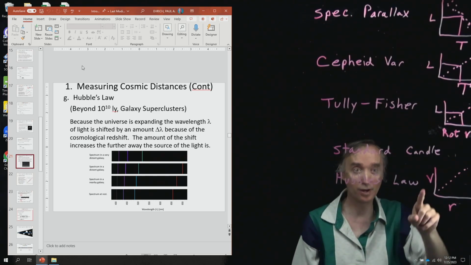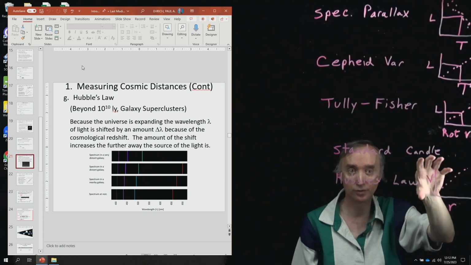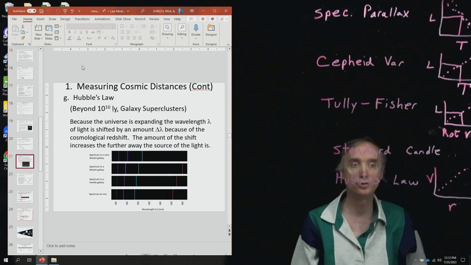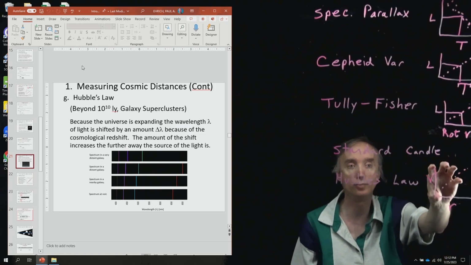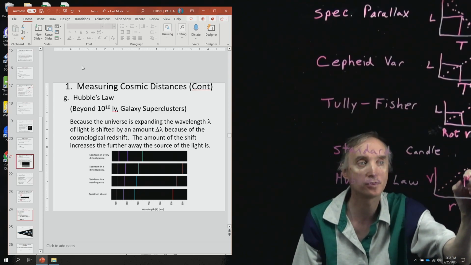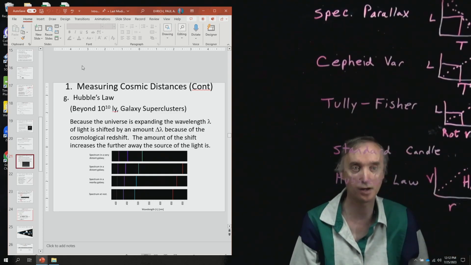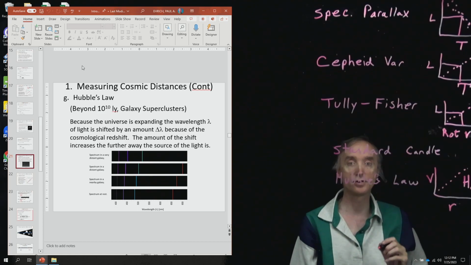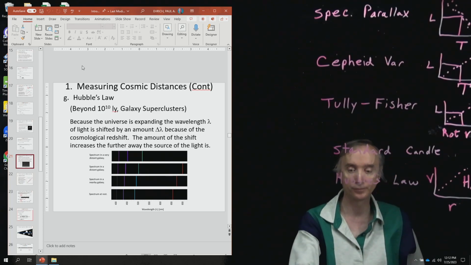Now this time you're not going to be bouncing it off the curve. What you're going to be doing is using the slope of this curve. So the slope of this curve turns out to be Hubble's constant. And so there's going to be two equations that you're going to use in order to figure out the distance to a galaxy using Hubble's law.